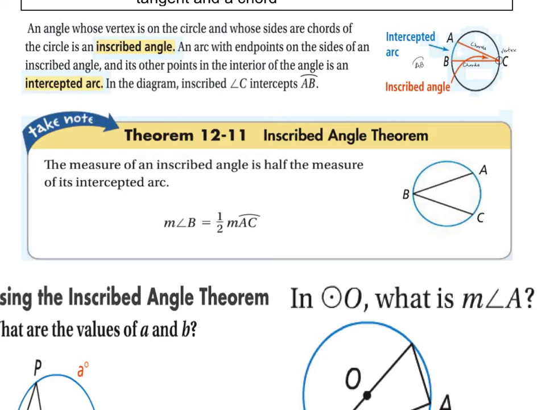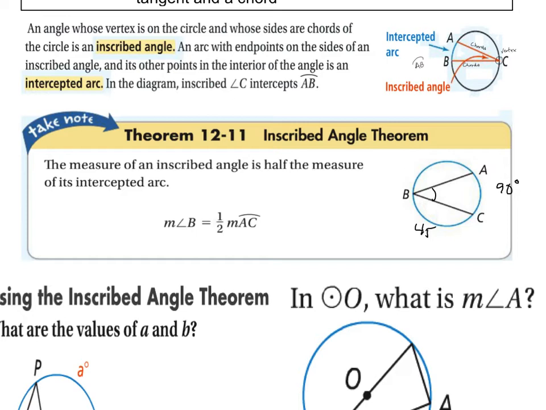So in this case, angle B, which is right here, is half the measure of arc AC. So for example, let's say quickly that arc AC was 90 degrees. I know the angle is half of that arc, so the angle would be 45. If I told you the angle was 45 degrees, then I know that the intercepted arc would be 90, because it would be double that.